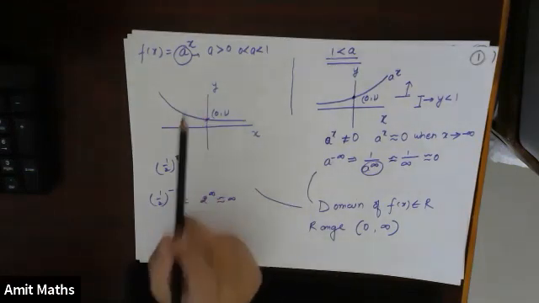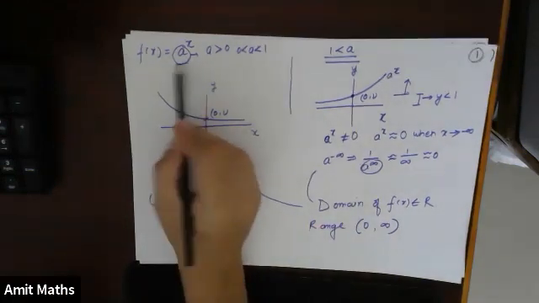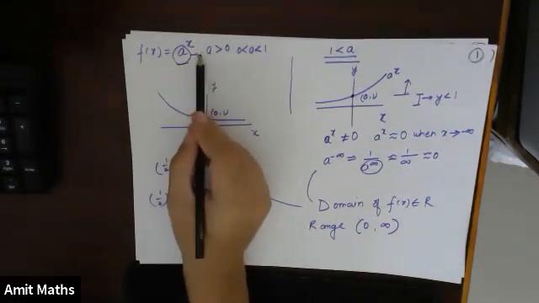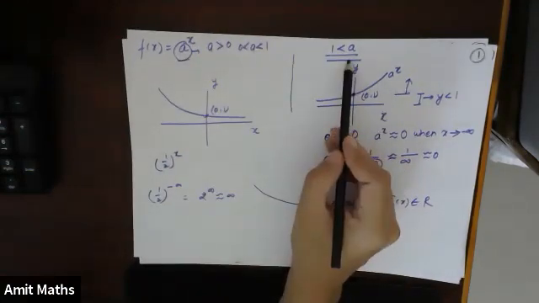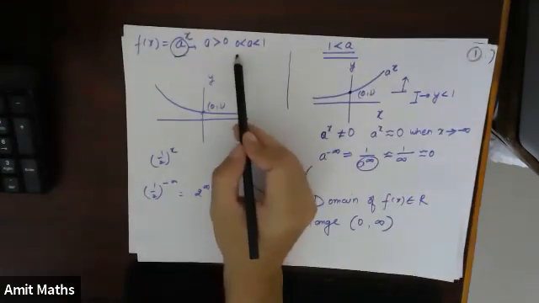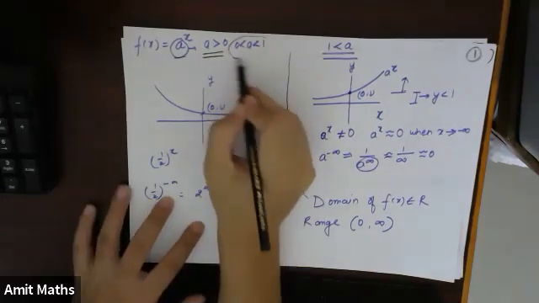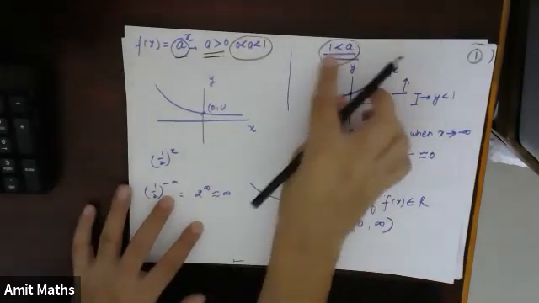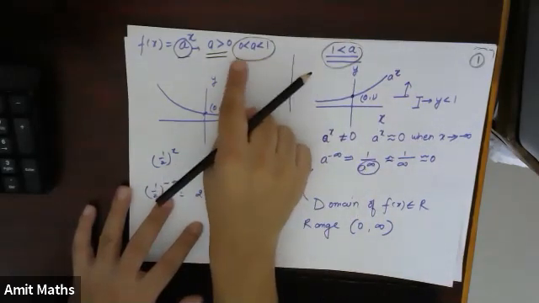I started with plotting the graph for the exponential function. Exponential function means anything a to the power x. Now a has to be greater than 0. For a greater than 0, I can break it into two parts: a greater than 1, and a greater than 0 and less than 1.